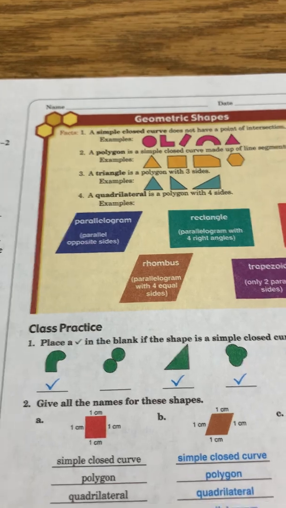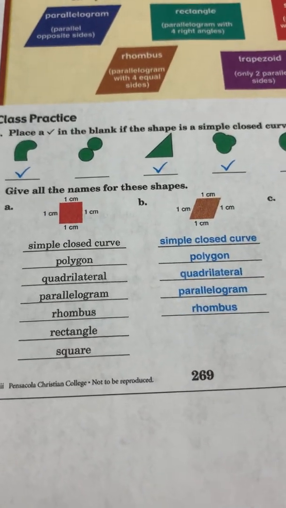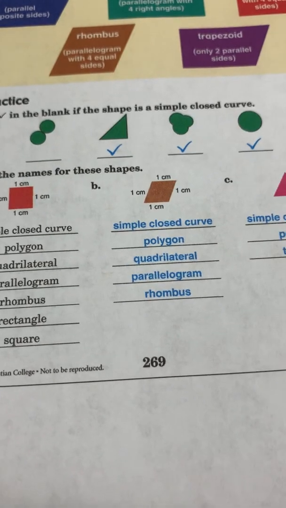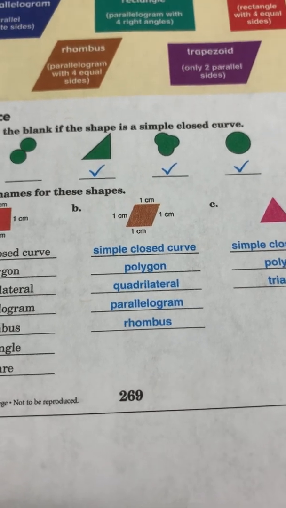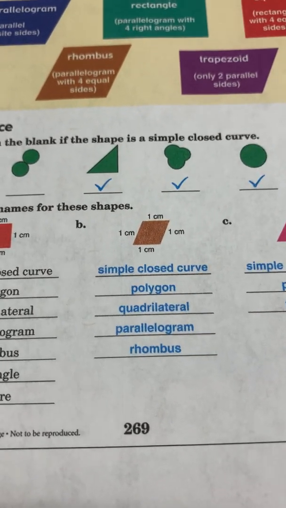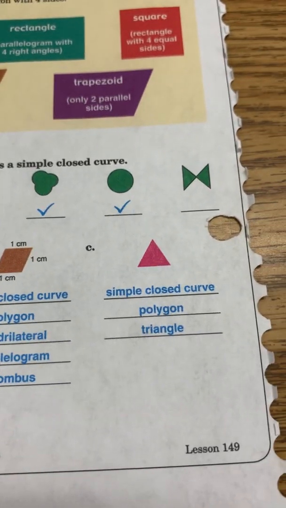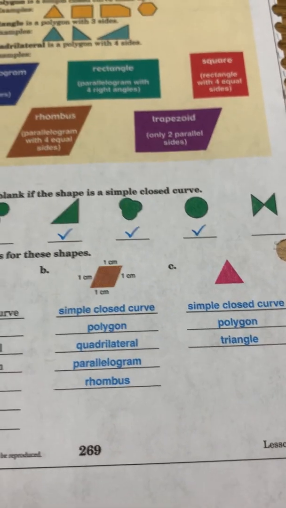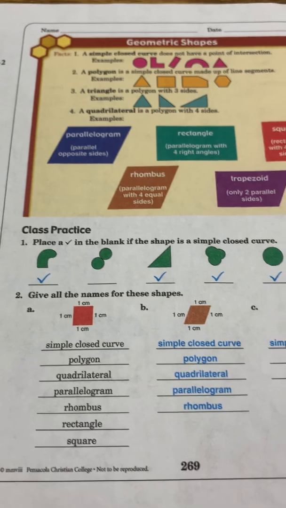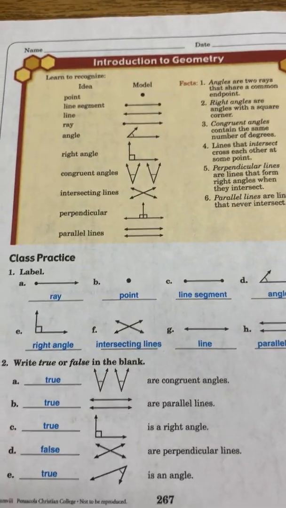Okay, so a lot of these, I've given you examples of different names. Simple closed curve, a polygon, a quadrilateral, parallelogram, all of those can be used for that particular shape. On the triangle, a simple closed curve, a polygon, and a triangle. So I hope this was helpful on reviewing the new information regarding geometric shapes and the introduction to geometry. Good luck.